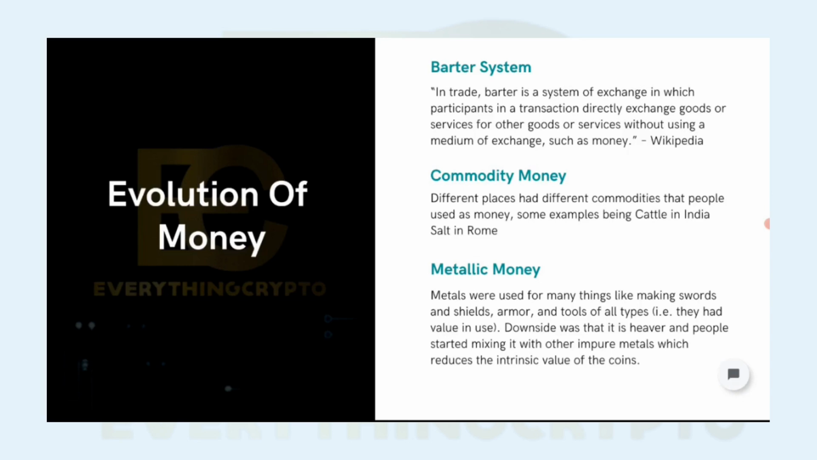So how did it all start? It all started with the barter system. Now, the barter system is a system of exchange in which participants in a transaction directly exchange goods or services for other goods and services without using a medium of exchange such as money.